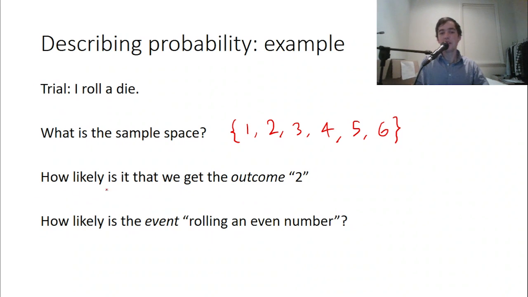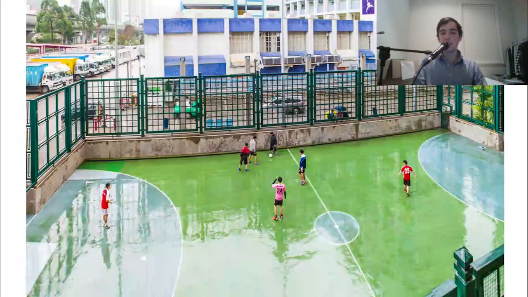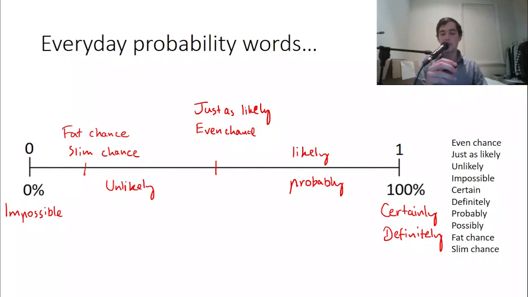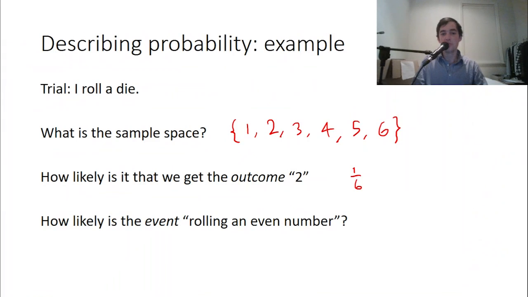How likely is it that we get the outcome 2? Now remember, all of these are outcomes. An outcome is something that could happen as a result of the trial. So inside our sample space, we've only got one outcome out of 6 that's a 2. So the probability is 1 out of 6. And if we look back at our line over here, we can see that that's pretty unlikely, but not very unlikely. Anything's possible, but it's kind of unlikely.